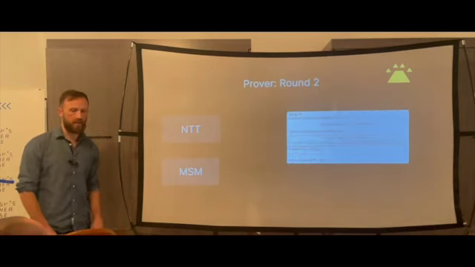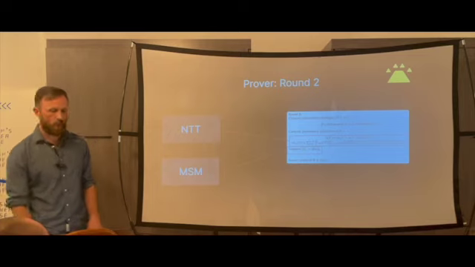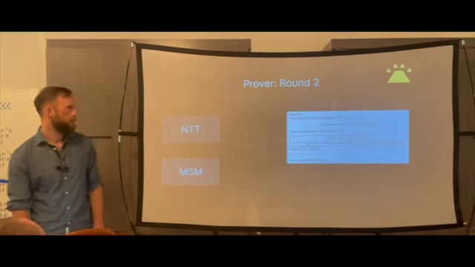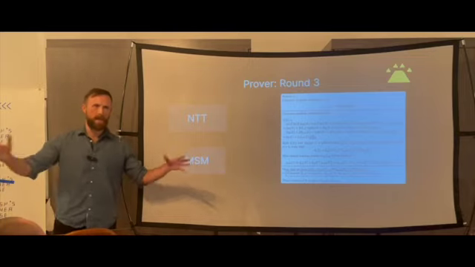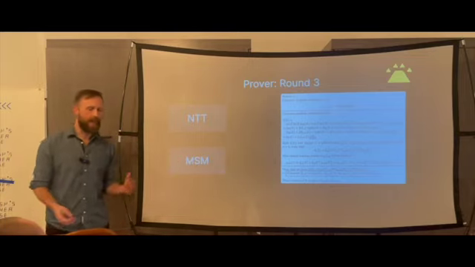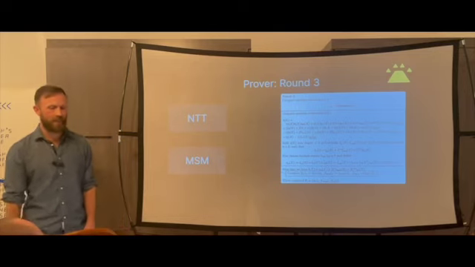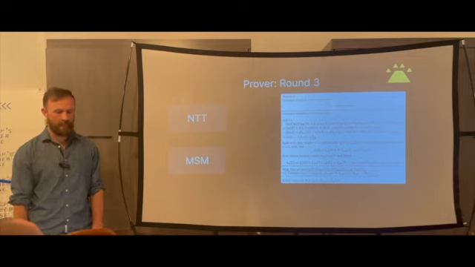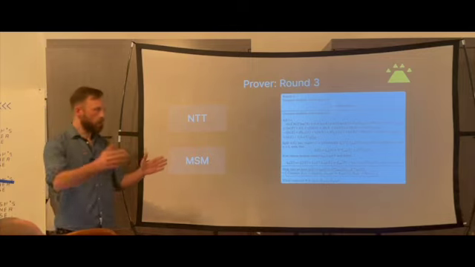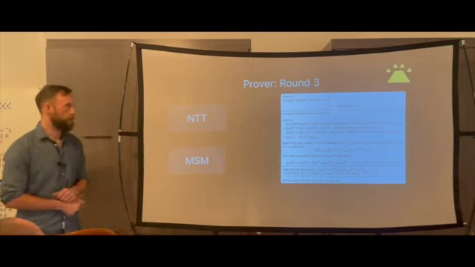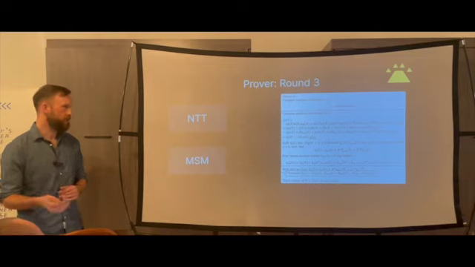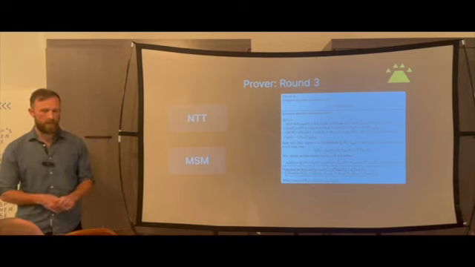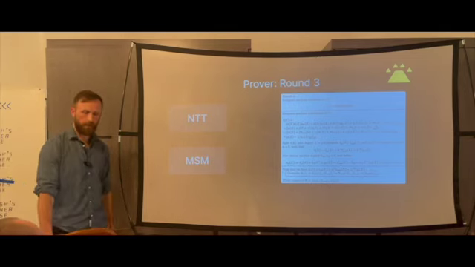Round two, we're going to do the exact same thing for our permutation polynomial zeta. And then round three, this is where all the action happens in Plonk. The first thing is we compute the quotient polynomial, which is a bunch of NTTs over all our witness polynomials and a bunch of vector multiplication. And then finally, at the end of this, we're going to compute a commitment to the final quotient polynomial.